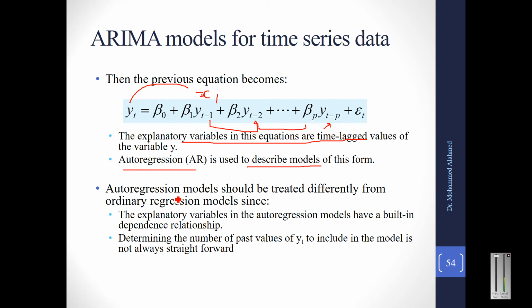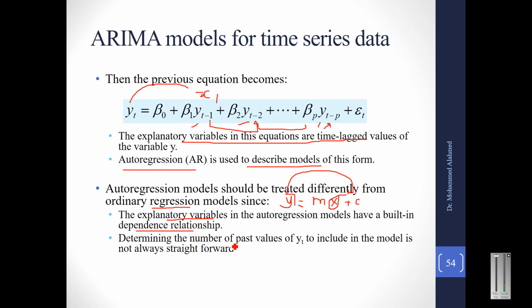Fine. So autoregression models should be treated differently from ordinary regression. In ordinary regression, you have y is equal to mx plus c. Here y is a dependent variable and x is an independent variable. In autoregression, there is nothing like an x here. We only have y in terms of the lagged versions of y. So the explanatory variables in autoregression models have a built-in dependence relationship, because yt depends on the first lag, second lag, and up to n lags.